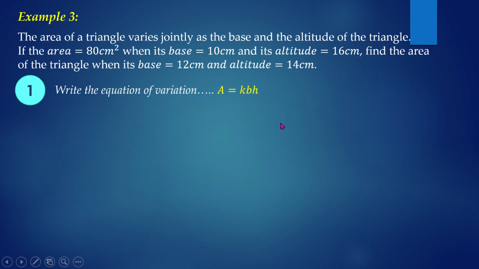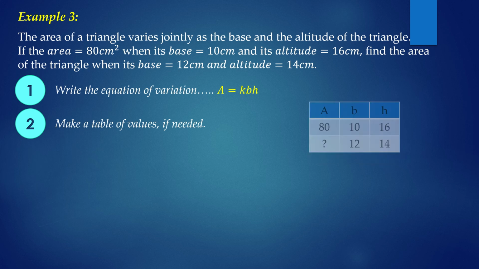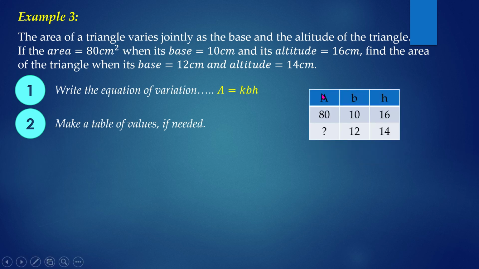Step number 1, write the equation of variation. So the equation there is area A equals K times B times H. H represents altitude or the height. Then times B, base. Second step, make a table of values if needed. So kani kay tagduha man ang values sa area, base, ug altitude, so the table will give us this: area, base, times height or altitude. So the first given sa area is 80, the first given sa base is 10, ang altitude is 16.